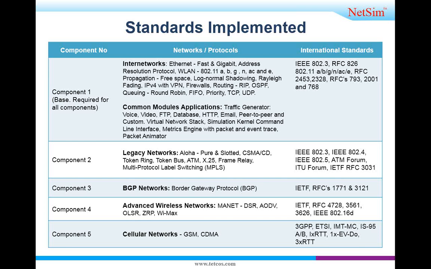Component one is internetworks. That is a base component required for all the components. Internetworks has Ethernet, fast and gigabit, ARP, wireless LAN on 802.11 a, b, g, n, ac and e, then propagation: free space, log normal shadowing, Rayleigh fading, all these on wireless. Then routing on RIP and OSPF, then queuing: round robin, FIFO, priority. All these are in internetworks.